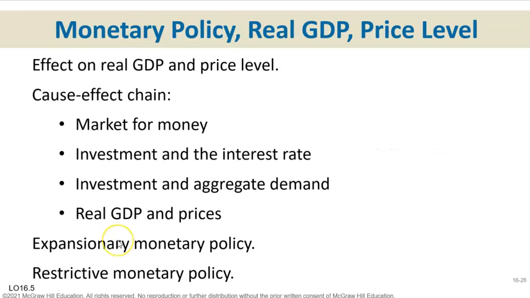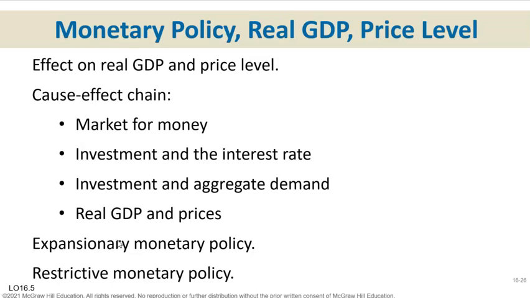Now we're going to apply what we've learned so far about monetary policy and see how it affects the aggregate demand, aggregate supply graph. This is a multi-step process that goes through the market for money, the investment market, the aggregate demand curve, and then eventually GDP and the price level will change. We will look at a slide in a minute that has all of the steps listed.